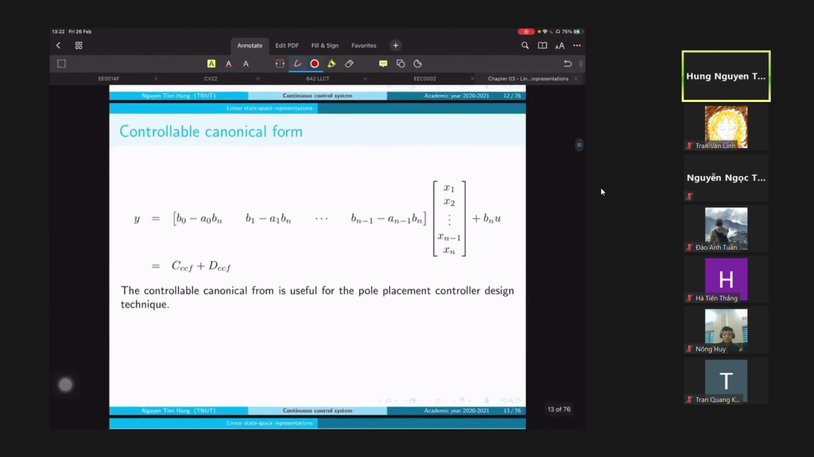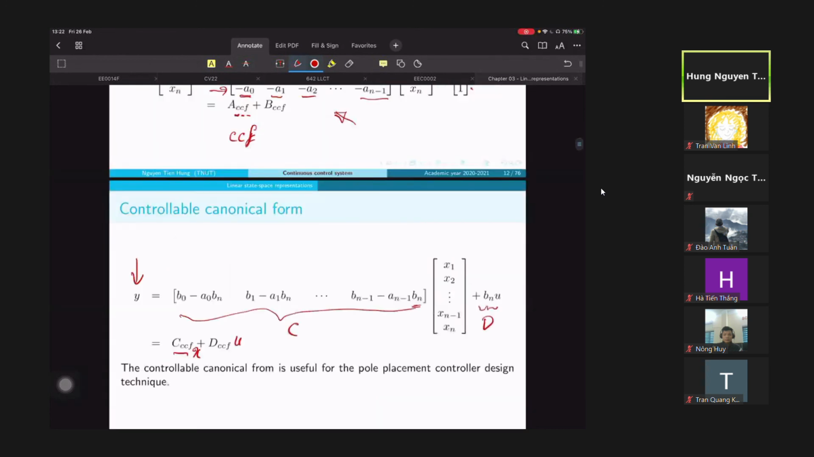And for the output equation, it is represented by this: b naught minus a naught bn, b1 minus an, a1 bn, and so on up to b_n minus 1 minus a_n minus 1 times bn. And this is C, and this is the D part. You should still remember that this should be x. So y equals Cx plus Du.